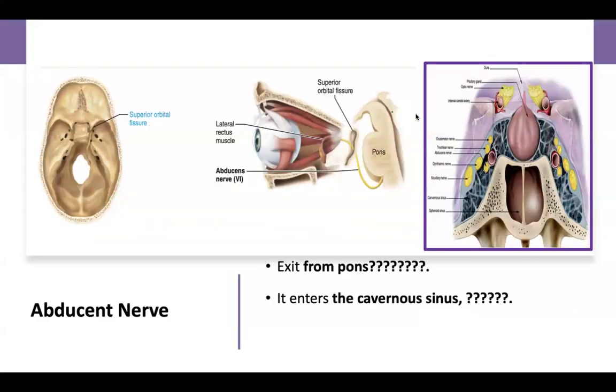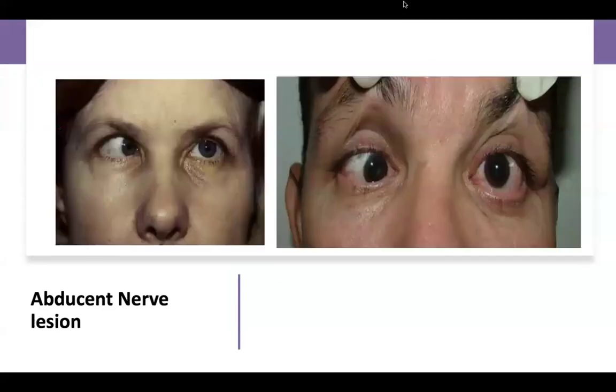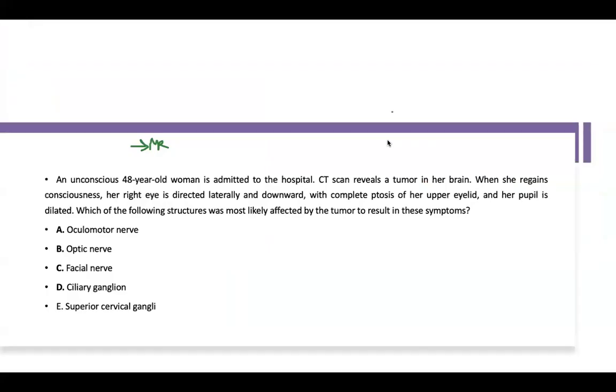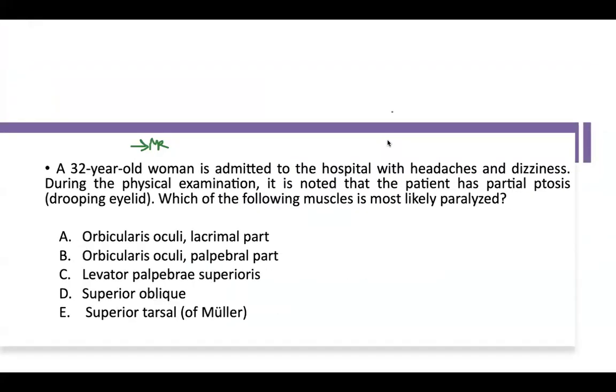The abducent nerve, from the cavernous sinus. Here the eyeball is directed medially, so the action is by the medial rectus, so the lateral rectus is affected. The lateral rectus is supplied by the abducent nerve. Thank you so much.